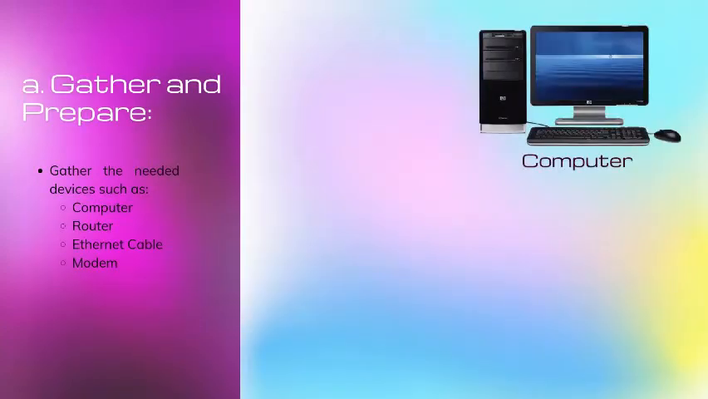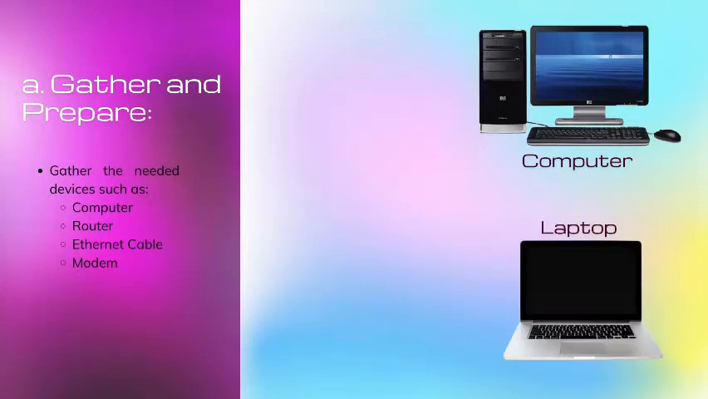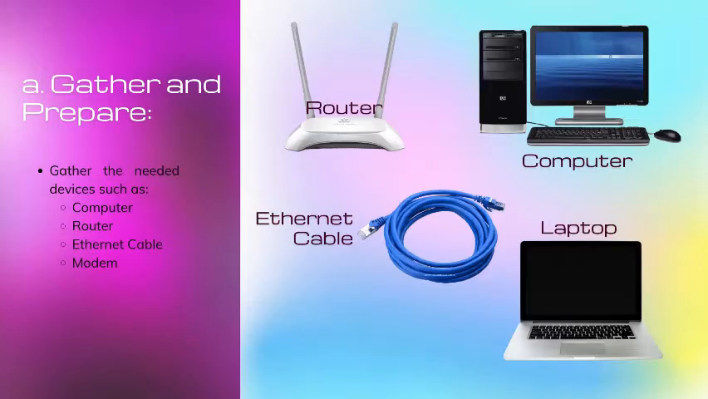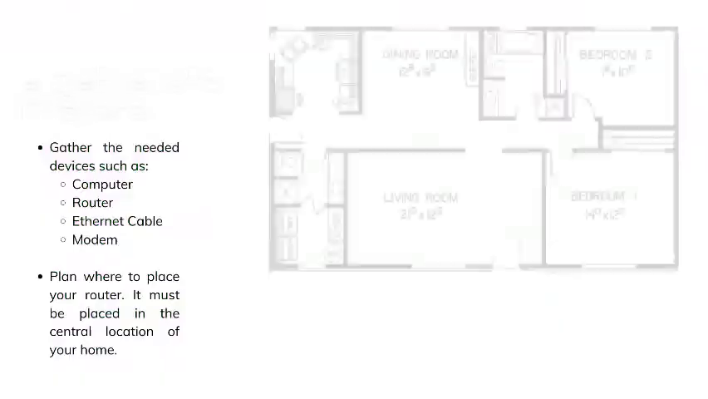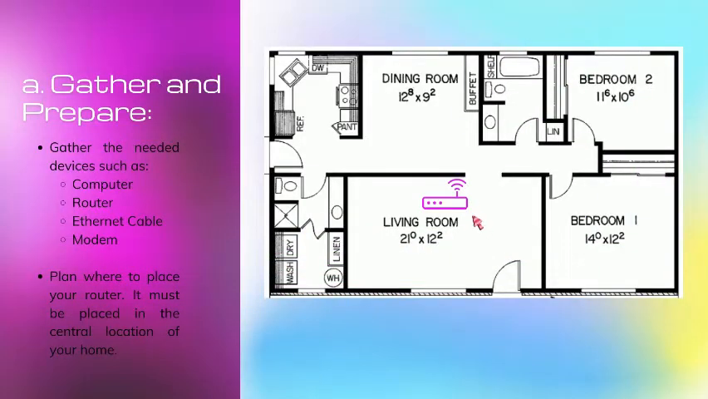The first thing to do is to gather and prepare. Gather the needed devices such as your personal computer, your laptop, your router and Ethernet cable. Next, plan where to place your router. It is best to place a wireless router in the central location of the area if possible. It allows an equal distribution of wireless signals throughout your home or workplace.